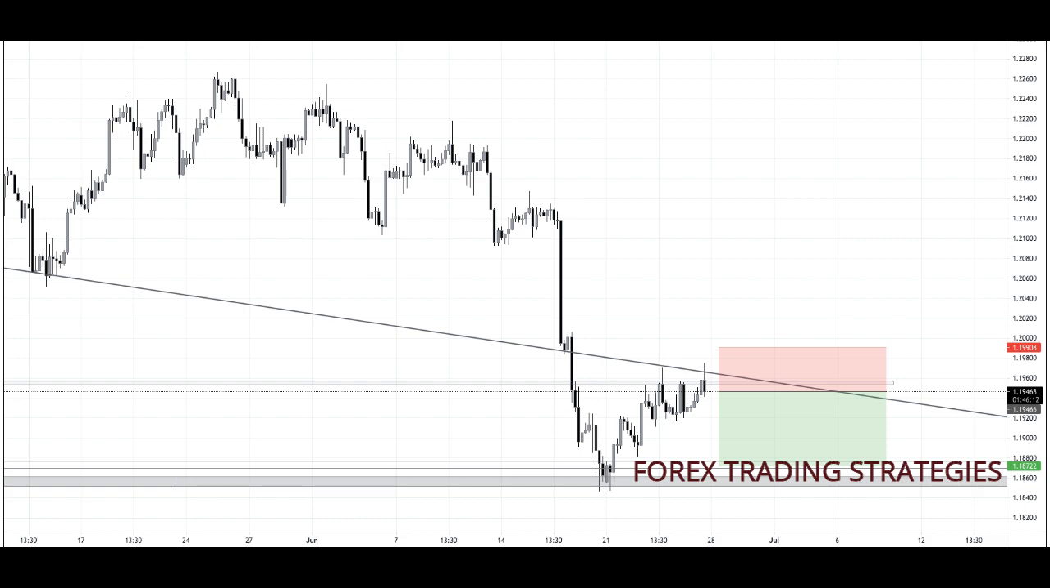Then, regarding the pair that you are choosing, you also need to study it. Study this pair that you are thinking of trading long enough to be able to trade it. Then understand the fundamentals that move the pair that you are choosing to trade.